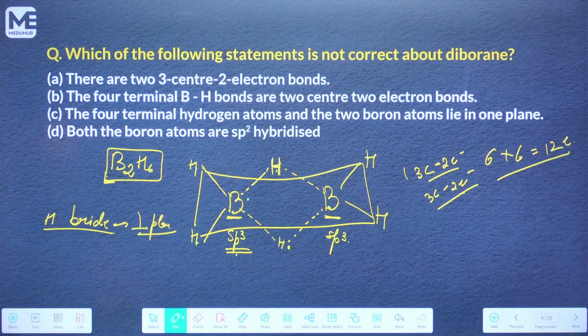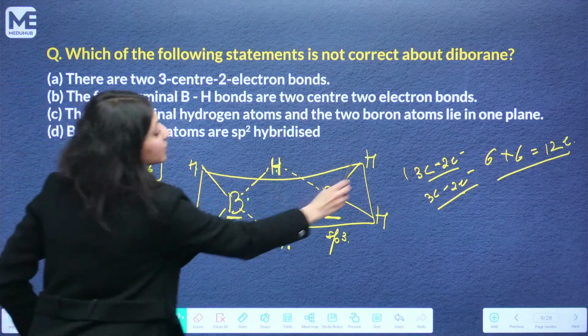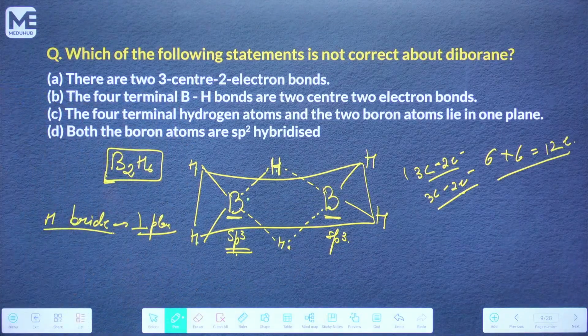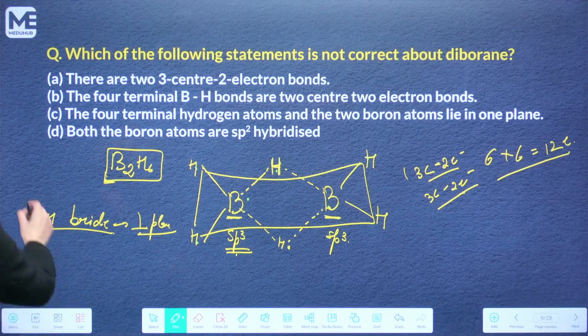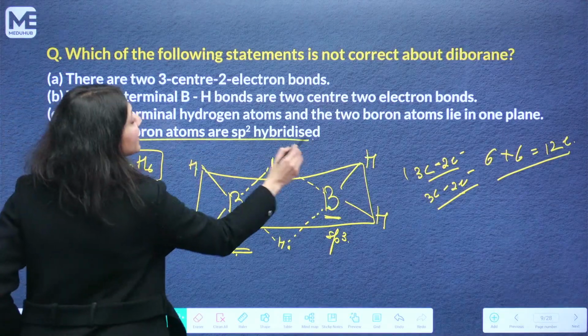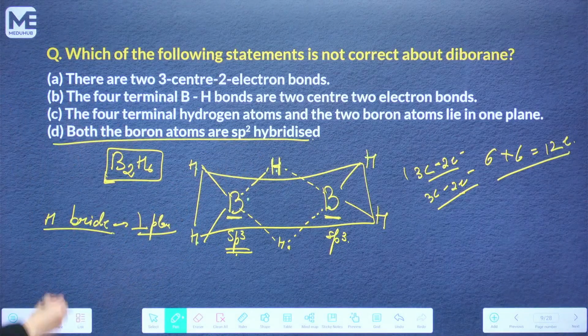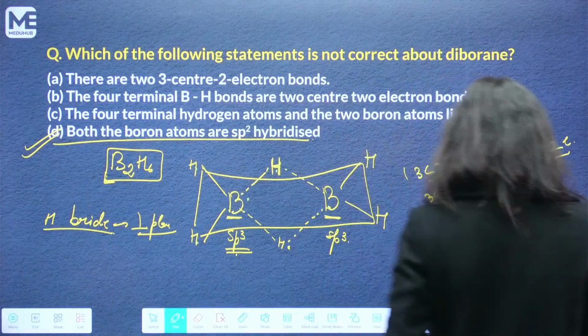Option C is the 4 terminal hydrogen atoms and the 2 boron atoms lie in one plane. So this is again true. We have just spoken about it. Yes, the correct option, Rishabh, you are right. It's D. Varshini, yes, it is D. So both the boron atoms are not sp2 hybridized. In diborane, they are sp3 hybridized. So D is the correct option. Perfect. Moving on.